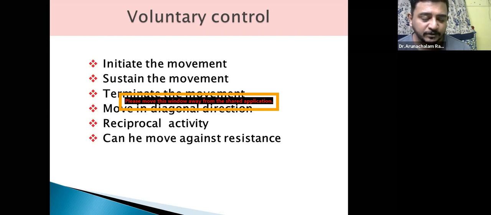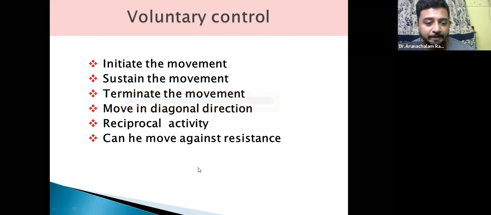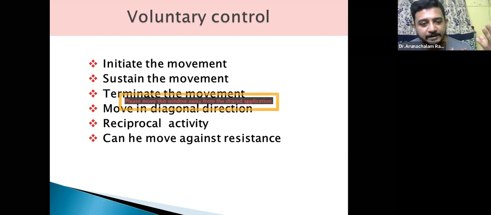Because when it comes to stroke rehabilitation, the question of strengthening is less prioritized compared to the question of movement quality and control. Fine. So I will assess using this voluntary control pattern. I will do it for shoulder elevation, flexion, abduction separately. I will do it for elbow separately and wrist separately, and know whether the patient is able to initiate, sustain, or terminate the movements.